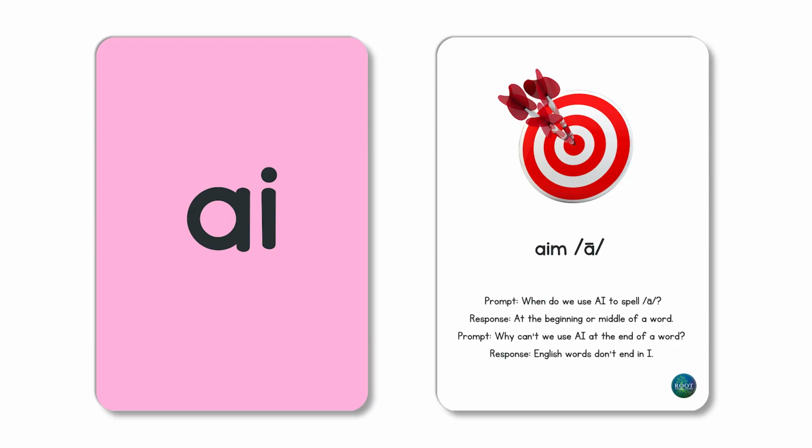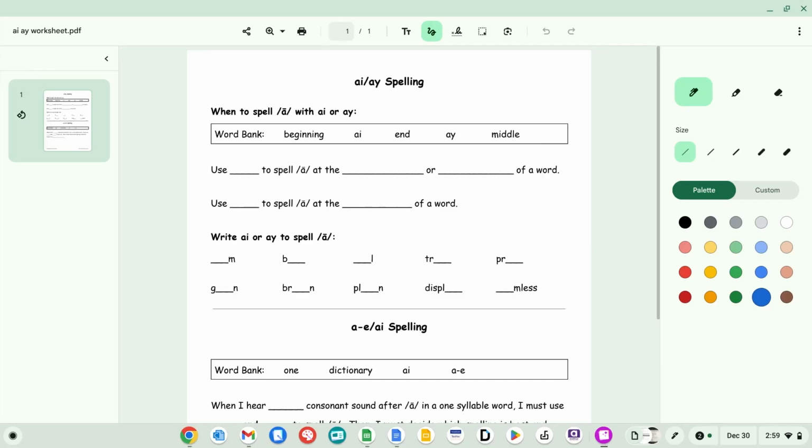So AI says aim A. And the prompt is, when do we use AI to spell A? And the response is at the beginning or middle of a word. And we have a conversation and we talk about why can't we use AI at the end of a word? That's because English words don't end in I, which is something that we've already talked about, what English words can't end in, one of which is I.